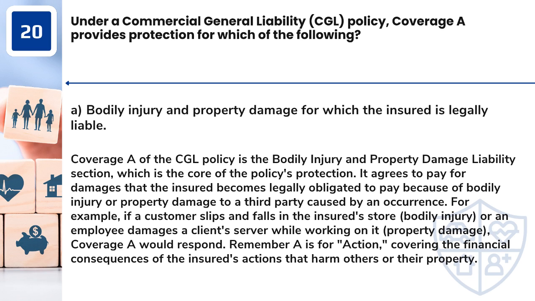Answer: A. Bodily injury and property damage for which the insured is legally liable. Coverage A of the CGL policy is the bodily injury and property damage liability section, which is the core of the policy's protection. It agrees to pay for damages that the insured becomes legally obligated to pay because of bodily injury or property damage to a third party caused by an occurrence. For example, if a customer slips and falls in the insured store, bodily injury, or an employee damages a client's server while working on it, property damage, coverage A would respond. Remember, A is for action, covering the financial consequences of the insured's actions that harm others or their property.